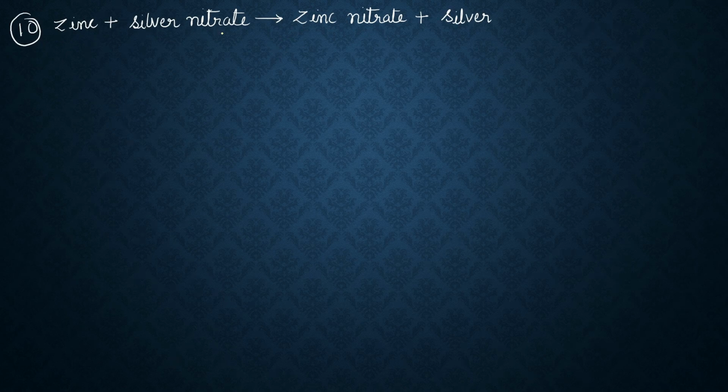Now zinc reacts with silver nitrate. So the formula of silver nitrate is AgNO3. So I'll try solving this by the crossing over the charges method. Next, zinc nitrate is Zn(NO3)2. Okay. So this is the equation that's given to you. Zinc reacts with silver nitrate to give zinc nitrate plus silver. So if you try solving this, so this is the balanced form.